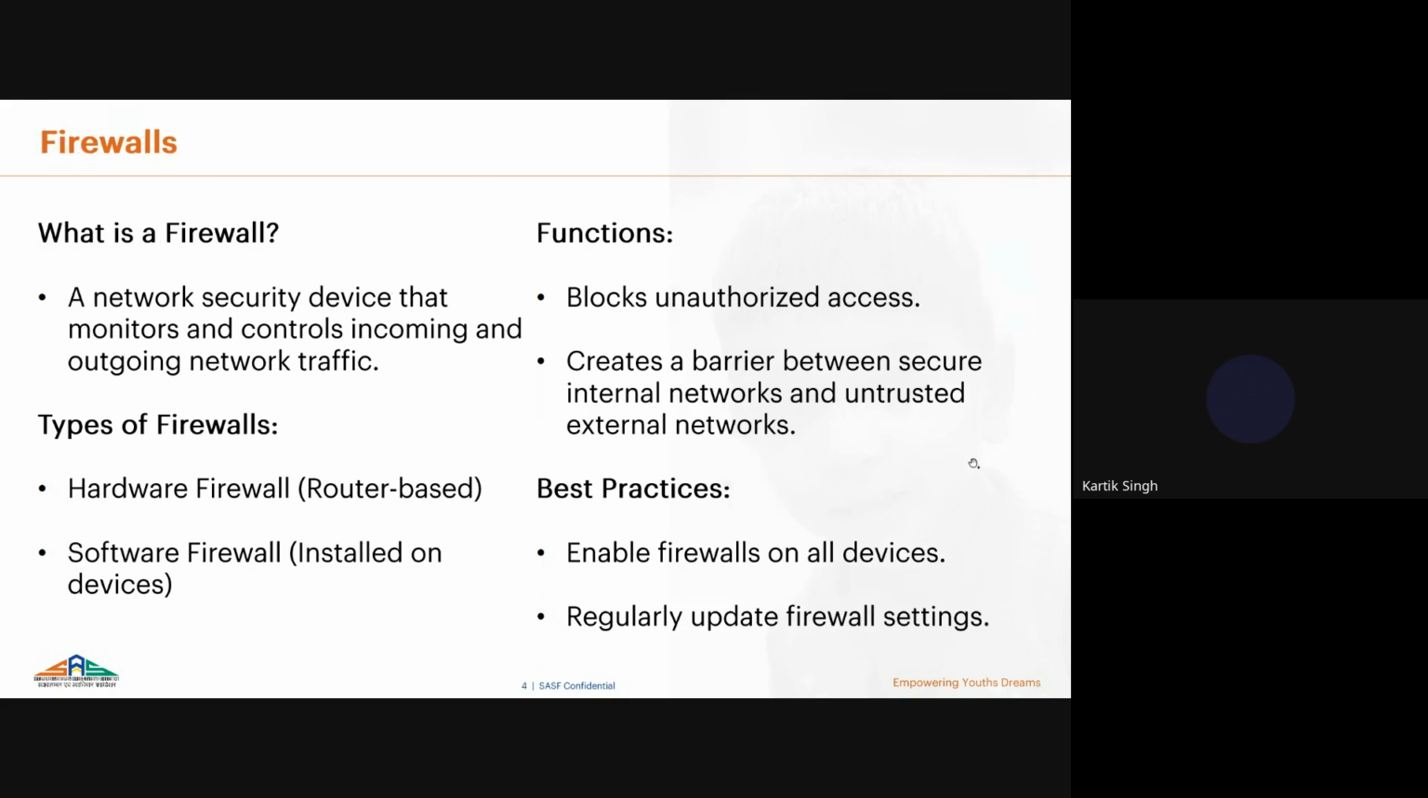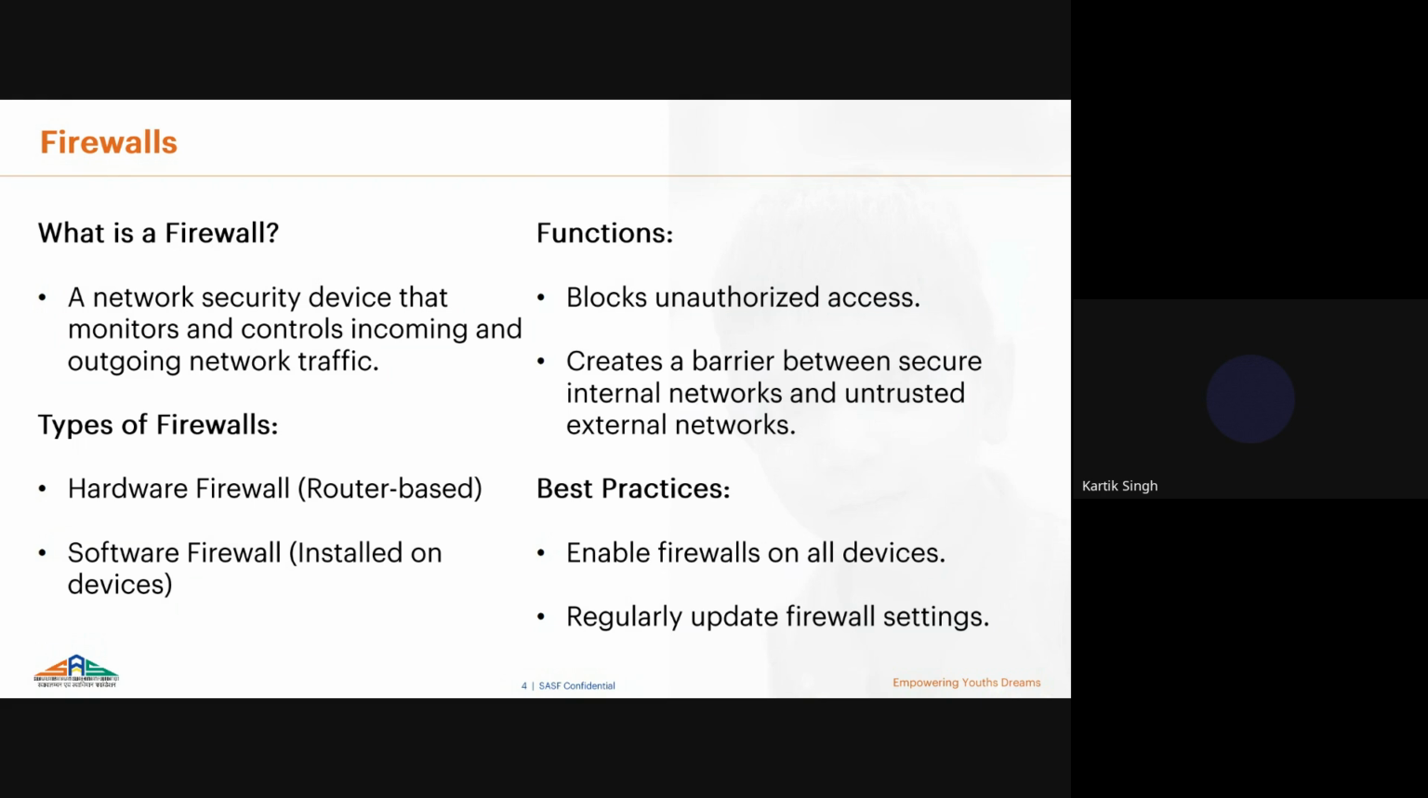Now we'll move on to firewalls. Now, what is a firewall? A firewall is basically a network security device that monitors and controls incoming and outgoing network traffic. So firewalls are also basically of two types: hardware firewall and software firewall.